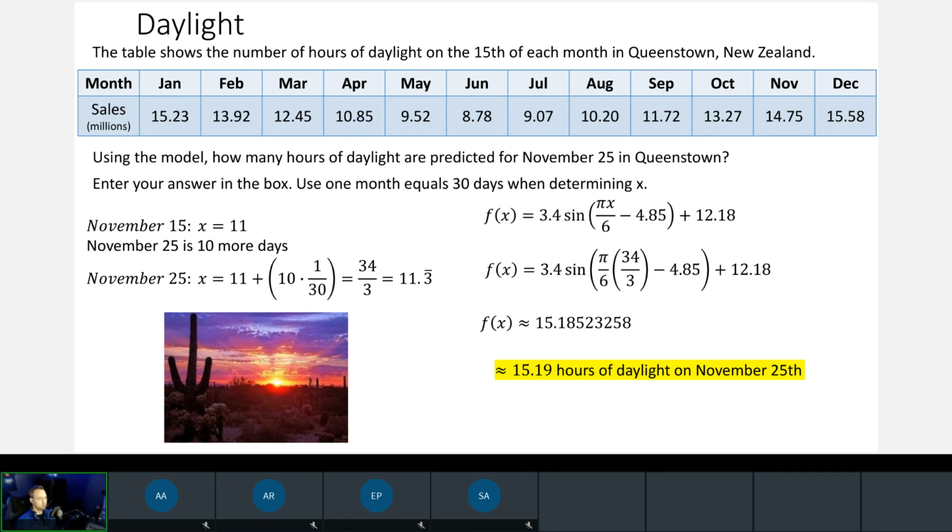Can someone do that real quick? Someone type in 11.3 and see if we get the same answer. It's off. So we don't get 15.19.